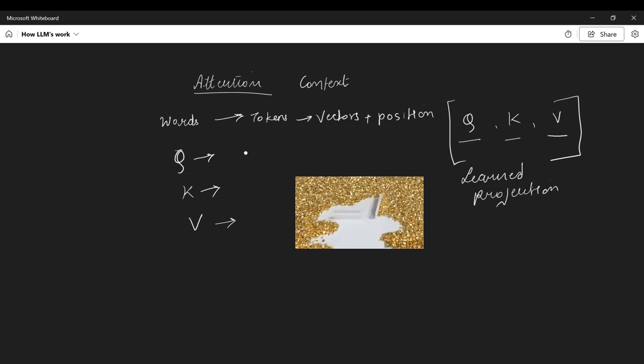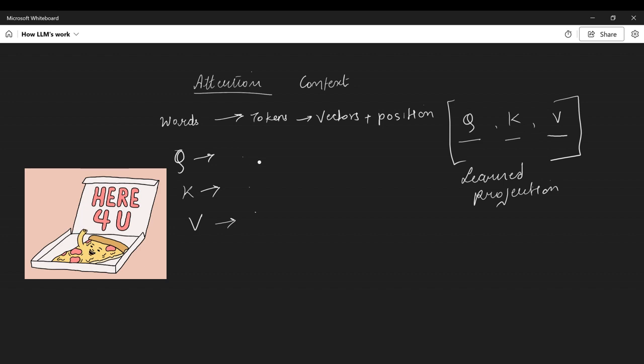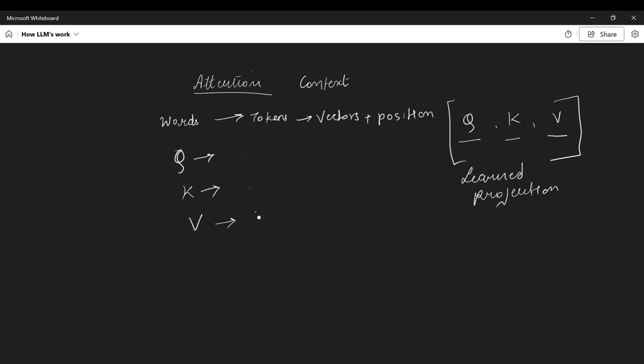What am I looking for is your SQL query, like select star from table, and what do I have available? Which tables do I have available? And value is what do I retrieve? Once the matches are found, you pull the full details from the values, which are the values from those matching tokens, and blend them into a context aware representation for your current word. And this lets the model attend to distant or relevant parts of the text without rigid sequential processing.